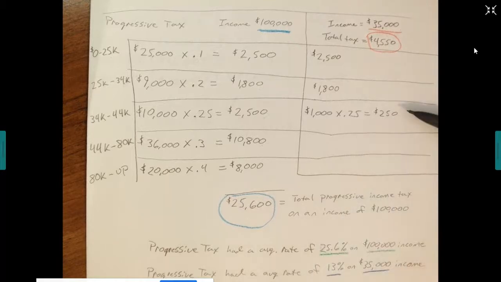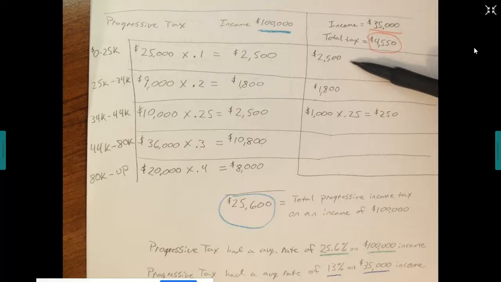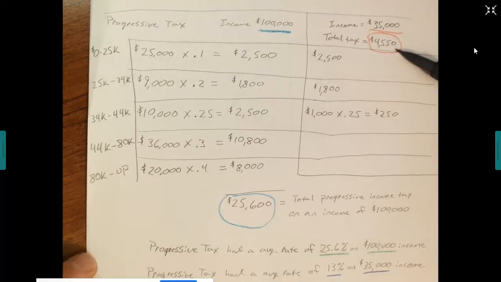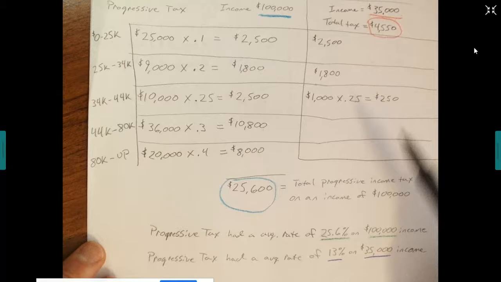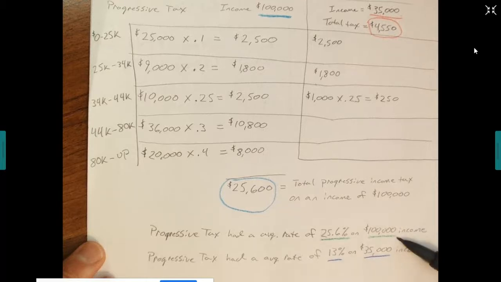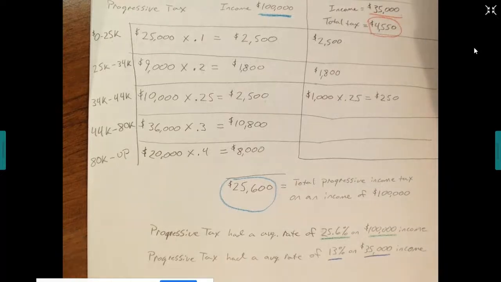If you were to add up the $250 plus the $1,800 plus the $2,500, you would get a total tax bill of $4,550 if your income was $35,000. This would be an average tax rate of 13%. Please notice that as your income went up from $35,000 to $100,000, the percent that you pay in taxes also increased. Now let's take a look at the regressive tax.